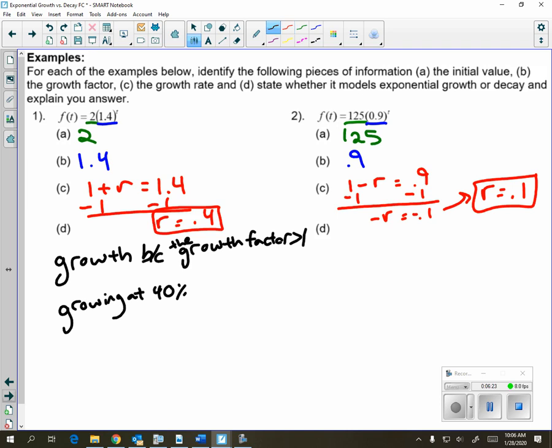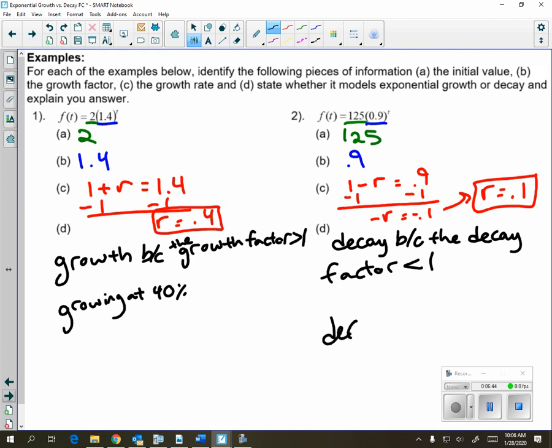And this is exponential decay because the growth factor, or rather in this case you can say the decay factor since we're going down, is less than 1. And more specifically, we are decaying at 10%.